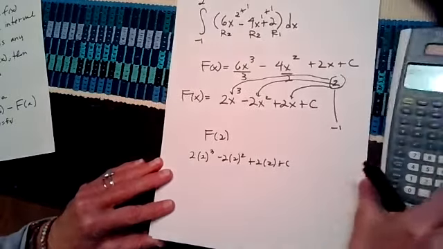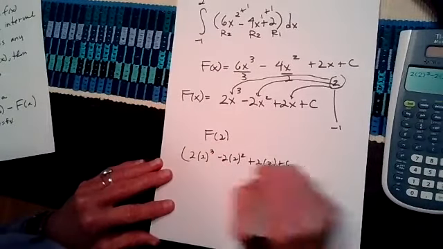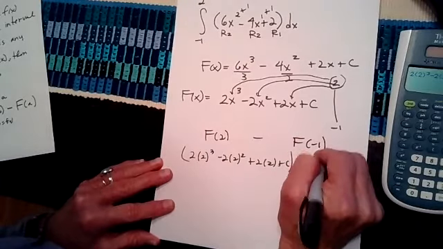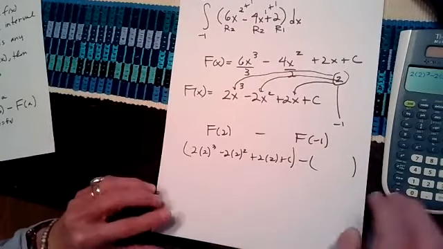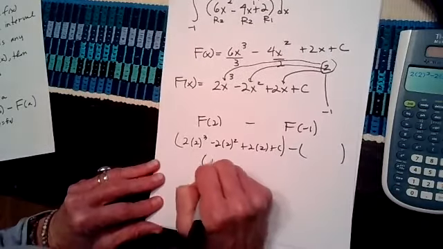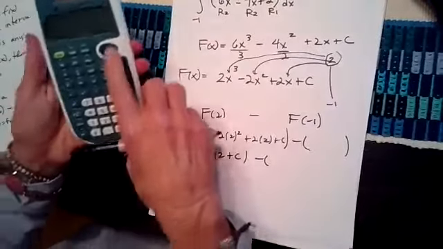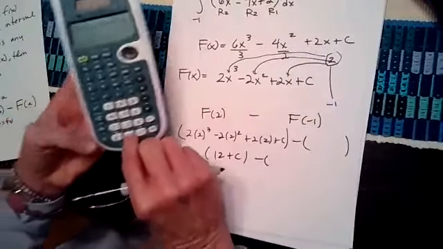So we got 12. All right. So that's f of 2 minus, and then we're going to do f of -1. Okay. So let's see what we get. So 12 plus c minus, and then if I plug in -1, I get 2.